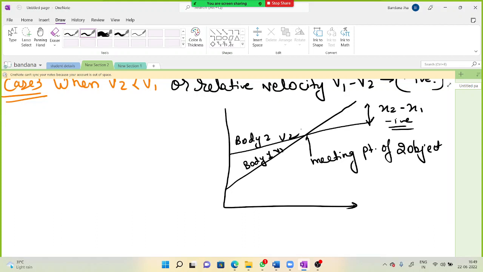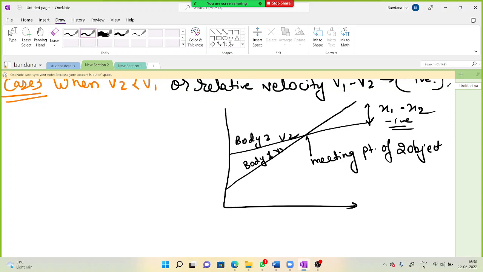Here V1 is greater, V2 is smaller. Sorry, x1 minus x2. X1 minus x2, that is what you want to say. Now the relations. Definitely they will meet, ma'am, if V1 is greater. Body 1 is greater, so that will definitely meet, right? In this case, will the two velocities meet? They will meet at a certain point.